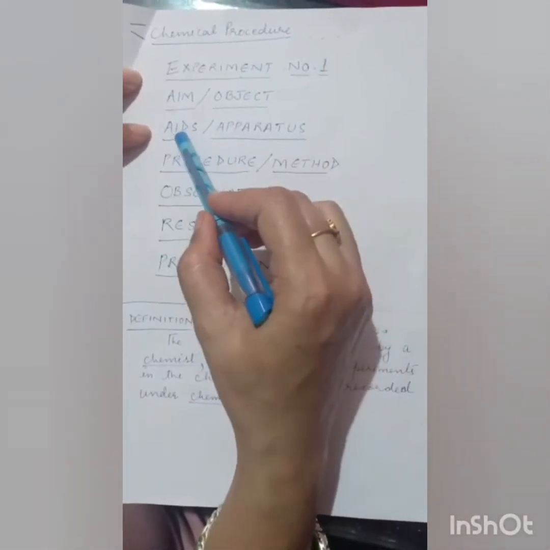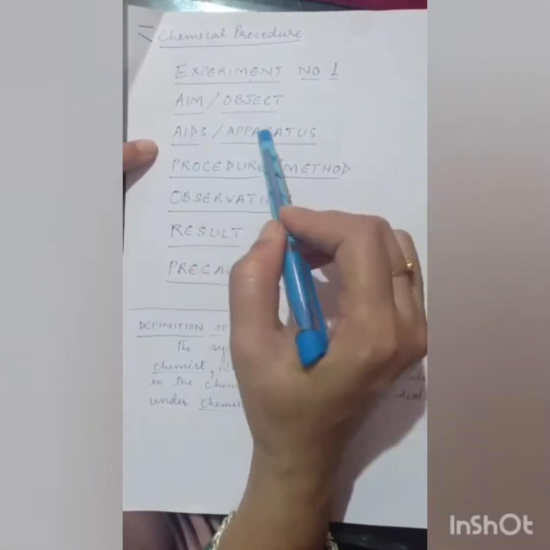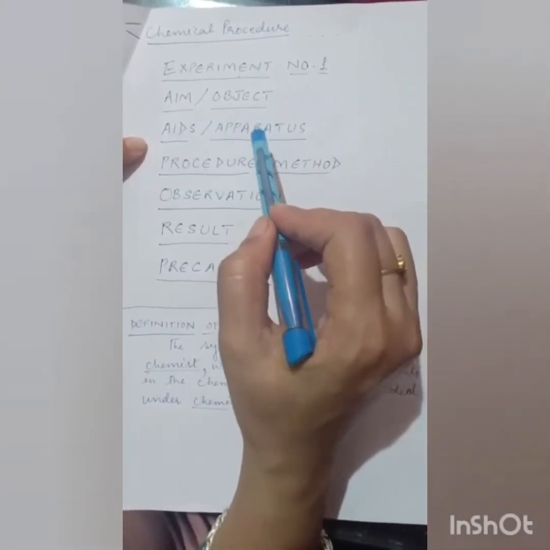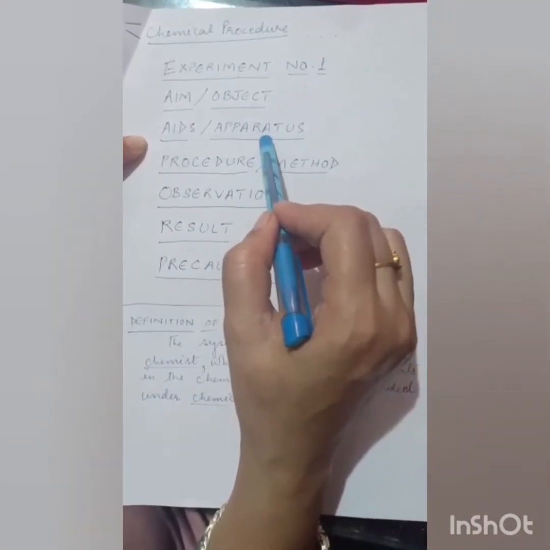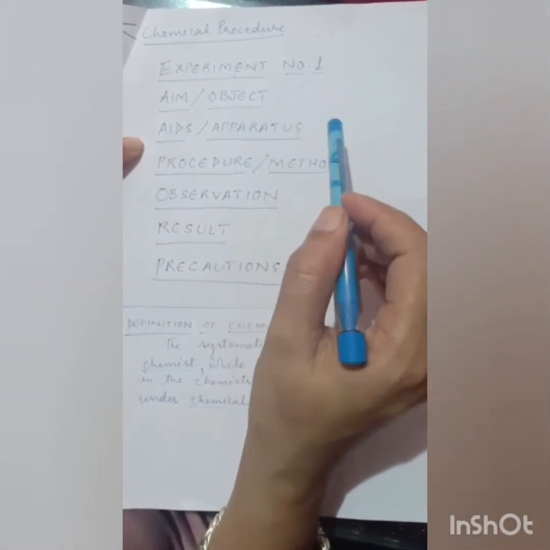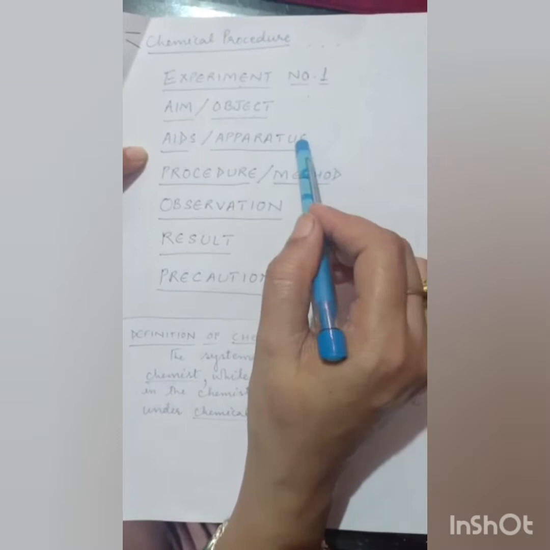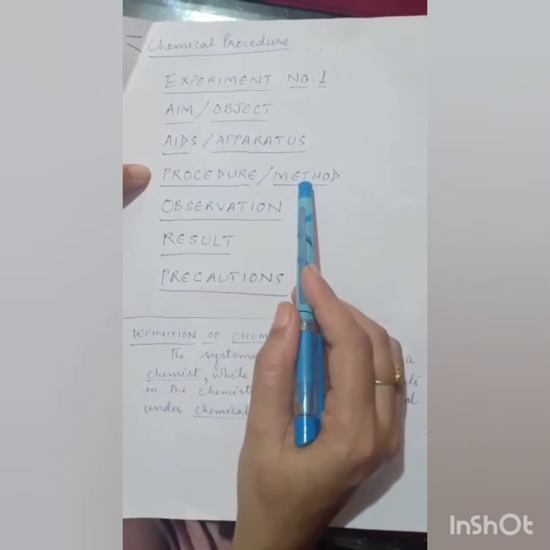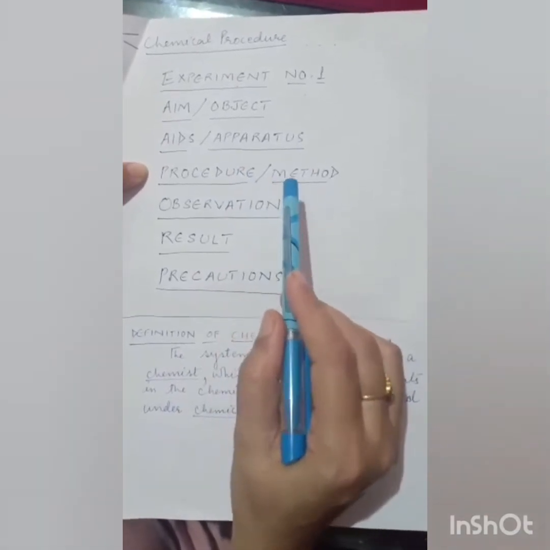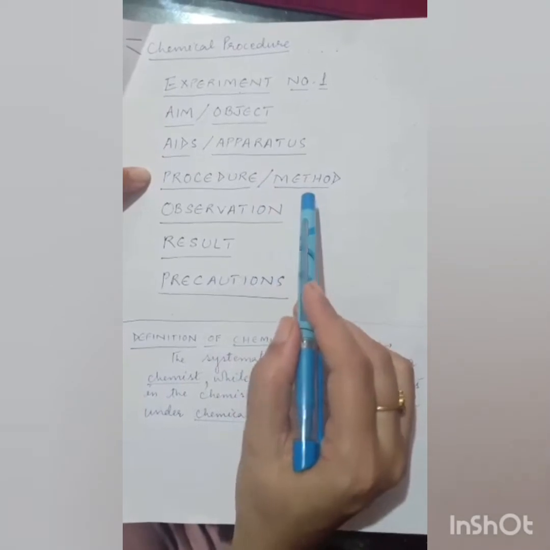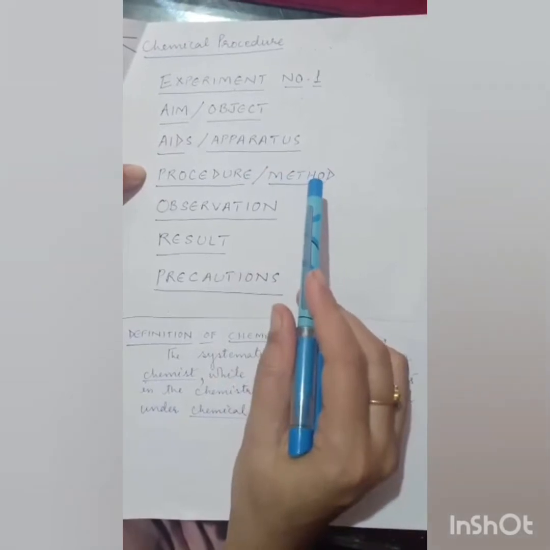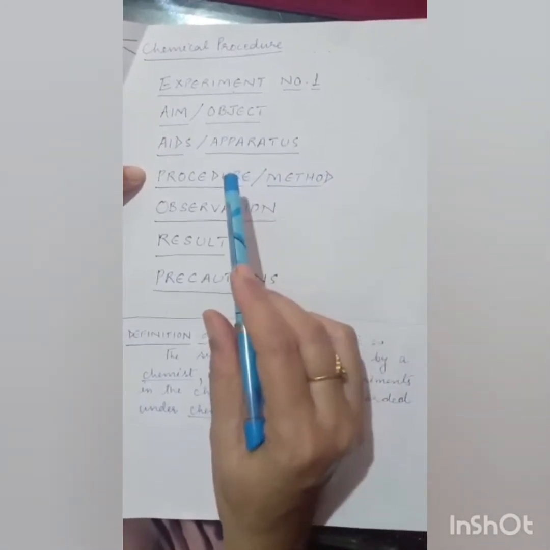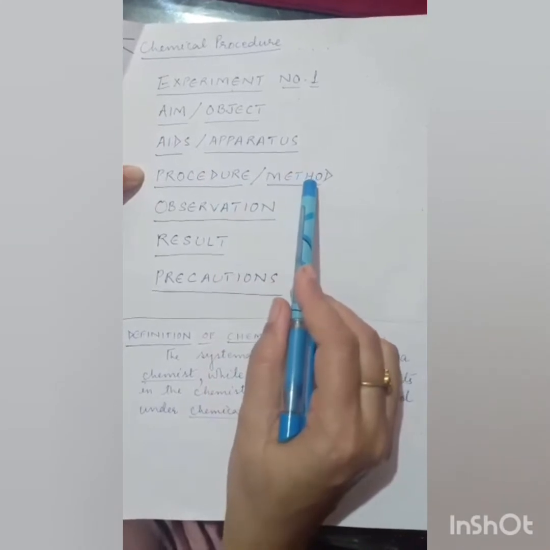Then we come to the third step, aids or apparatus, which means whatever we will use while performing that experiment will be written here under this heading. Then comes the procedure or the method. That means how are we going to proceed with that experiment. Whatever we do and how we perform that experiment is written here under procedure or method.